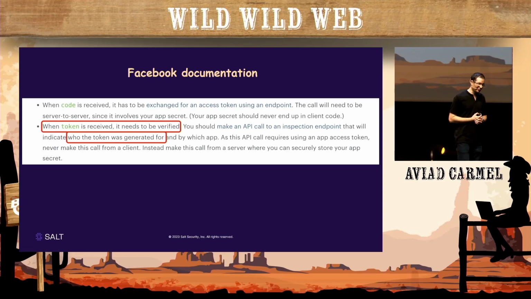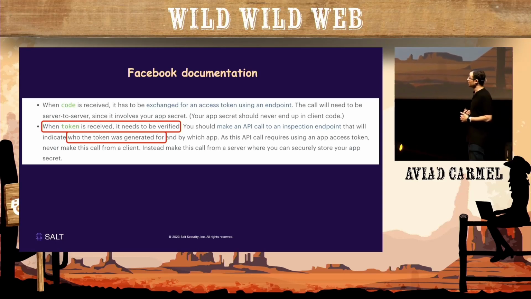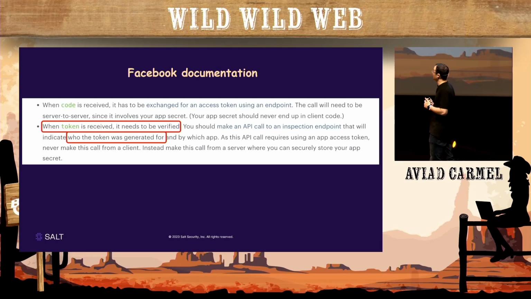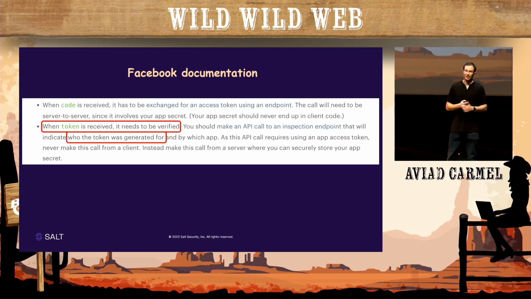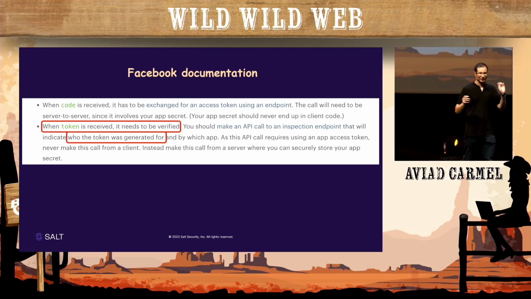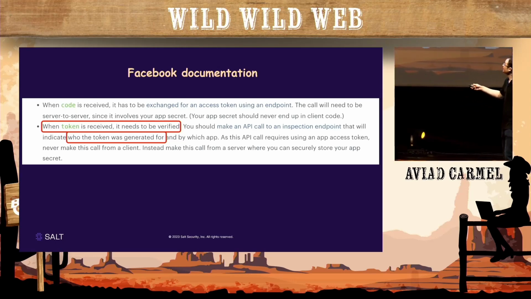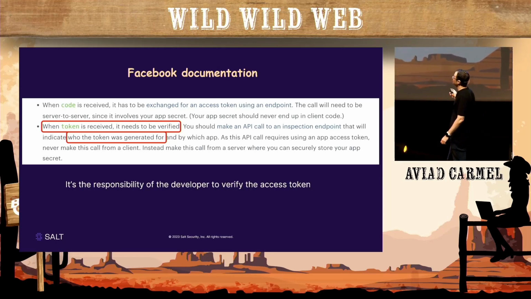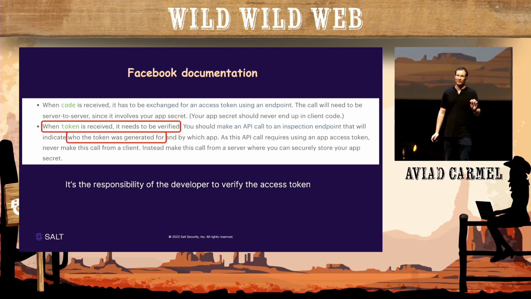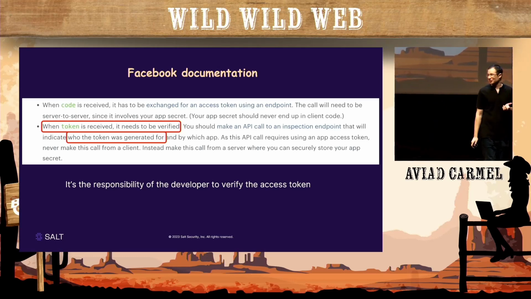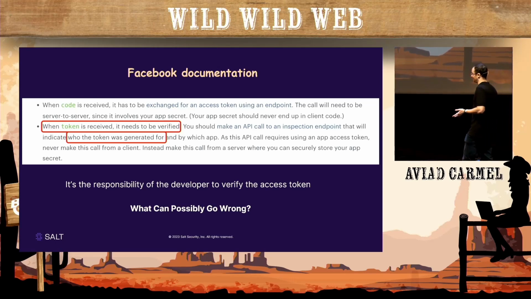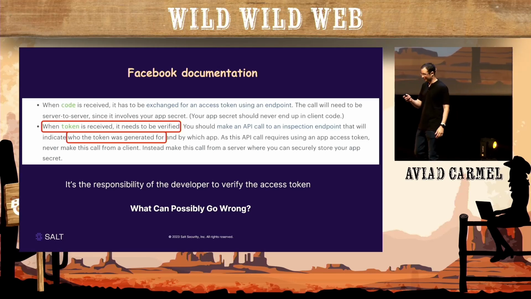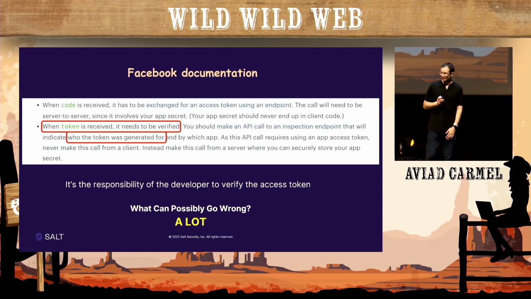Okay, so let's start by reading the documentation of Facebook. In the documentation, Facebook says that there are two types of response type, right? Code and token. Now, when a token is received, it needs to be verified. You need to verify who the token was generated for. That means it's the responsibility of the developer to verify the access token. Now, the question is, what can possibly go wrong? When you give such a responsibility to developers, a lot, really a lot. So let's see.